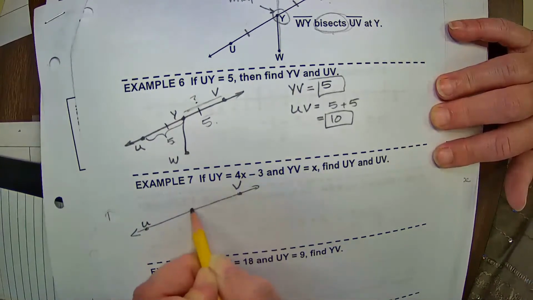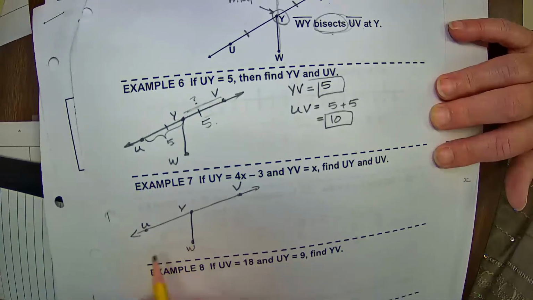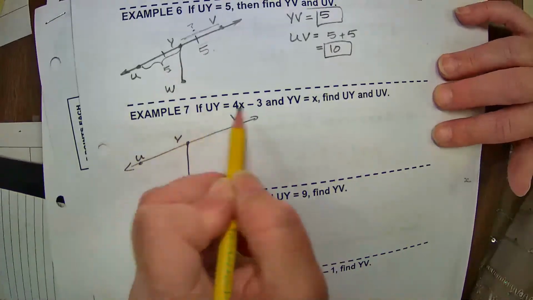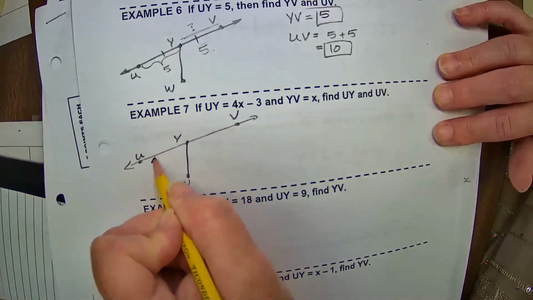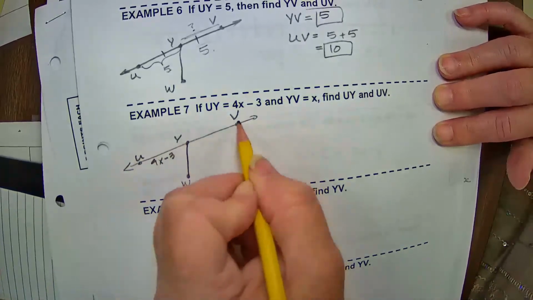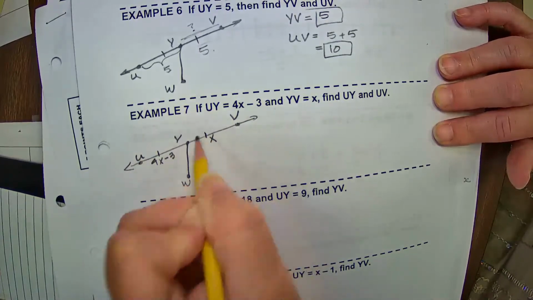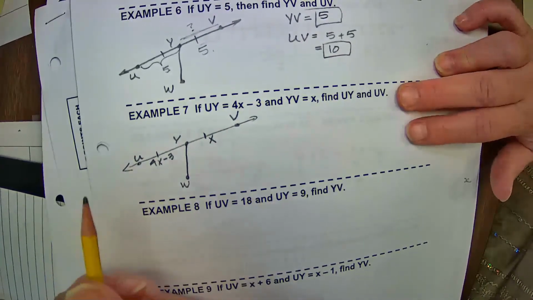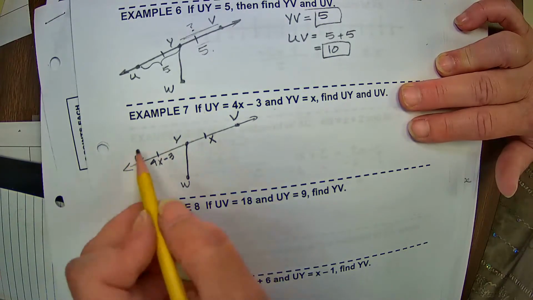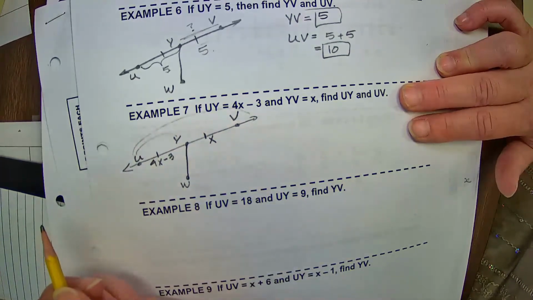U, V, Y, W. Okay, now, so this one, it says UY is 4x minus 3. And it says YV is x. Okay, now, find UY and find UV. So they want to know this length right here, and then they want to know the whole thing.